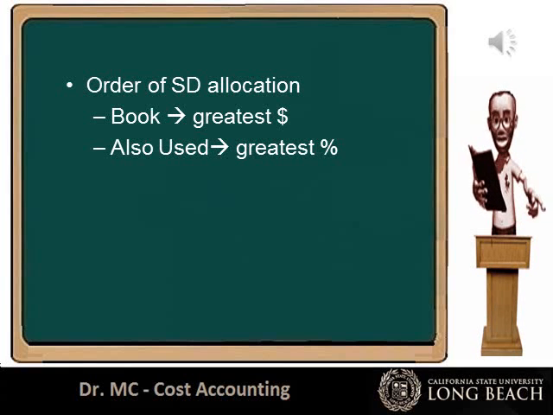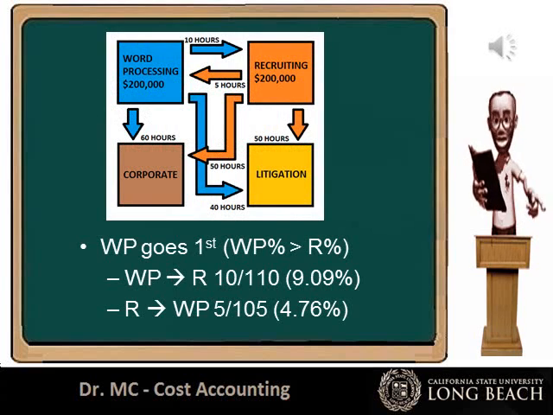With our example, both support departments have the same amount of costs to allocate, so you can't go by the highest cost. Using the percentage work done for the other support departments approach, you would calculate that word processing spends 10 out of a total of 110 hours working for recruiting, which is 9.09% of its time. On the other hand, recruiting spends 5 out of a total of 105 hours working for word processing, which is 4.76% of its time. Because word processing spends a higher percentage of its time on recruiting than recruiting spends on word processing, word processing goes first.